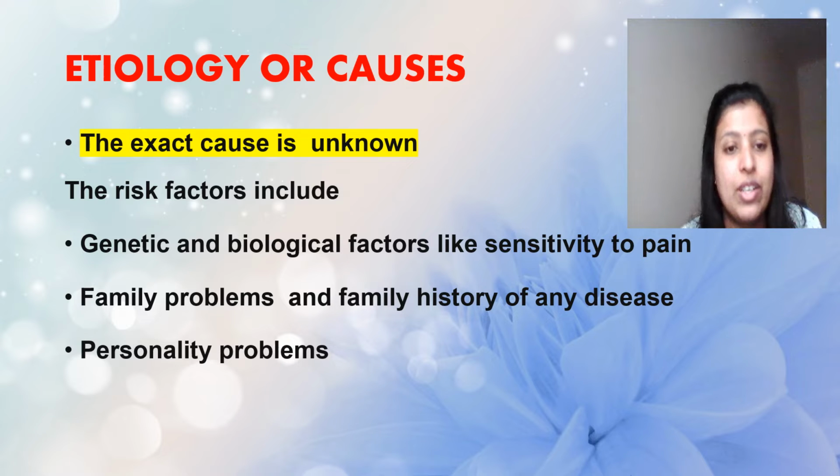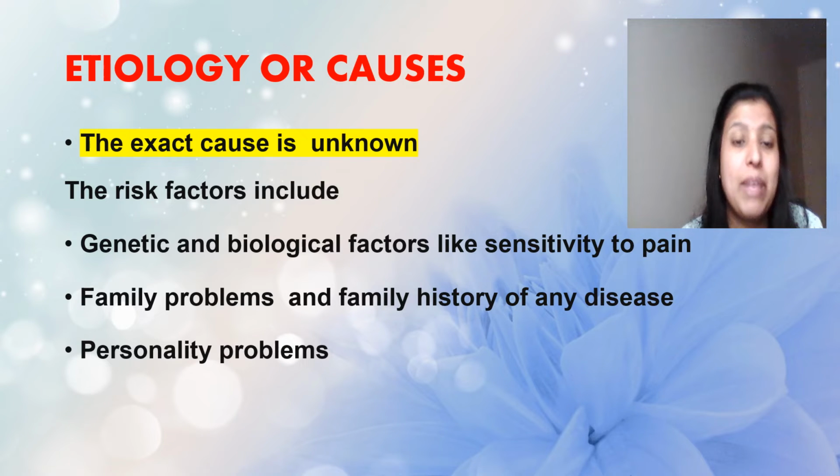The risk factors include genetic and biological factors like sensitivity to pain. Too much sensitivity towards pain might be a reason, but this is not the actual reason; it may or may not be. Then family problems and family history of any disease. If anyone in your family has a chronic illness and you have been watching this since childhood, anxiety will automatically get preoccupied in your mind, and that may lead to this psychosomatic disorder or somatoform disorder.